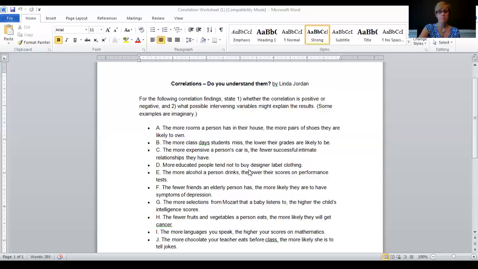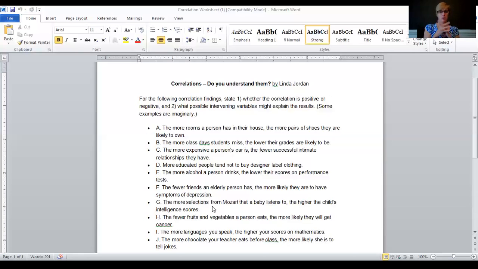Well, let's look at G. The more Mozart the baby listens to, the higher intelligence scores. By the way, that is totally false, okay, just so you know. But we have more Mozart, higher intelligence. Moving in the same direction, positive, okay? We could have written that the less amount of Mozart in your baby's life, the lower the IQ. Still would have called it a positive correlation because the variables are moving in the same direction.